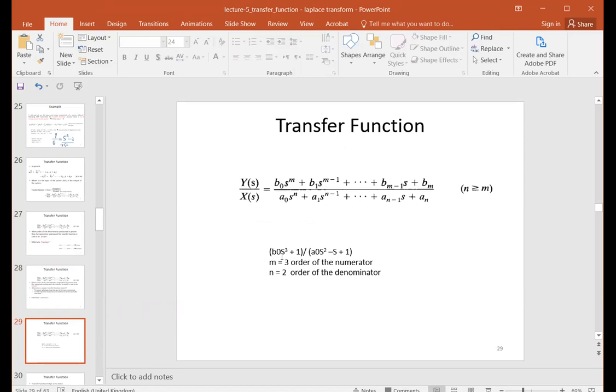So if I have B0 S cubed plus 1 divided by A0 S squared minus S plus 1. Now the M here is 3 because I will divide this by this one. So M equals 3, the order of the numerator, and N equals the order of the denominator. This is an improper equation.